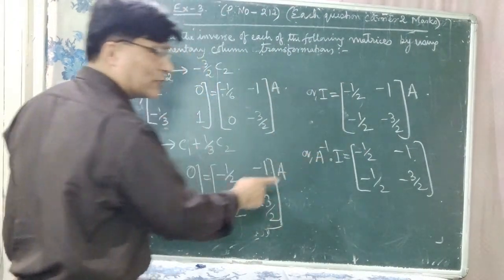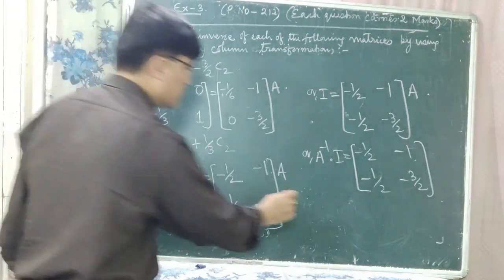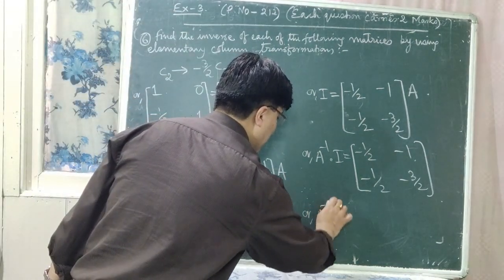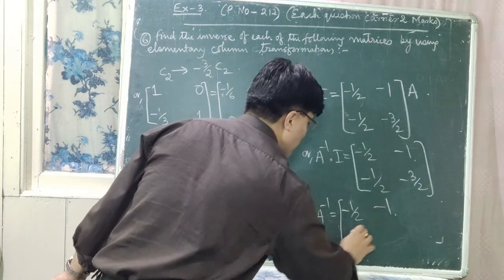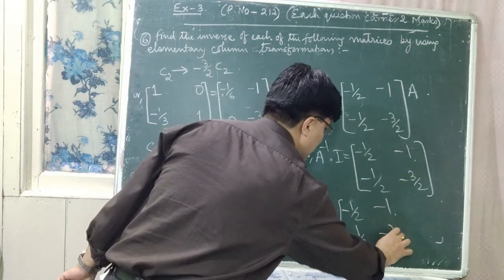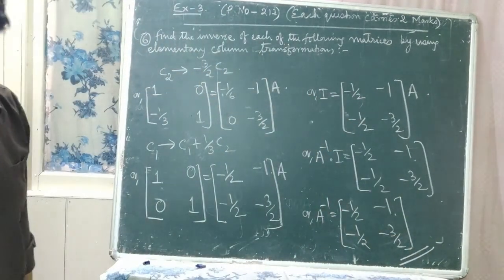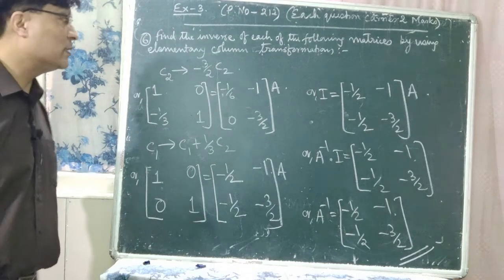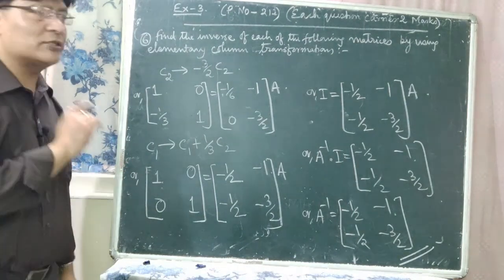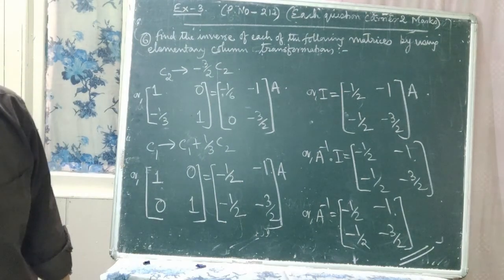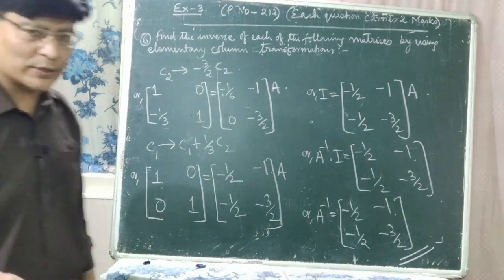So what is A inverse dot I? It is just like multiplying with 1, so it is A inverse. So A inverse is equal to, how much is it? Minus 1/2, minus 1, minus 1/2, minus 3/2. So this is the final answer. So this is the method of getting the inverse of a given matrix using elementary column transformation. So I think you have understood it. So you can copy it. We'll do the next question now.